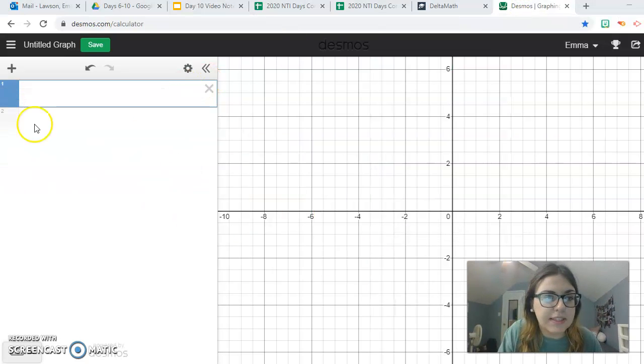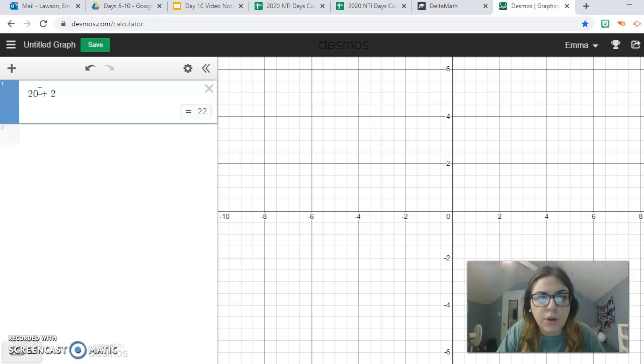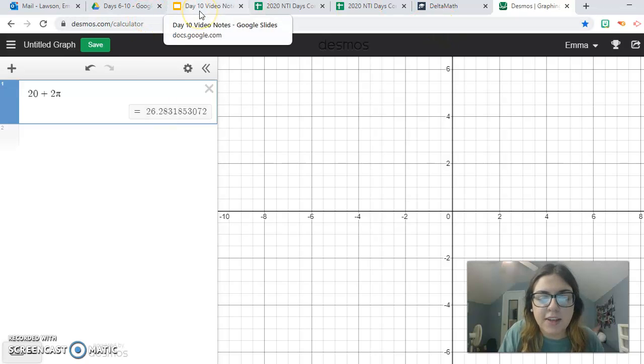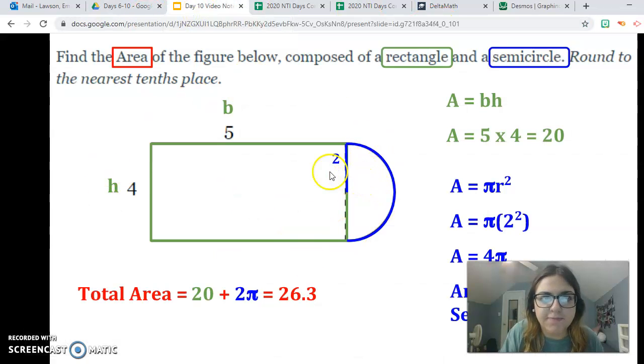We have used this in class before. All you have to Google is Desmos. I'm just going to type in 20 plus 2, and then to get the pi symbol, just type in pi. 20 plus 2 pi is 26.28. The 8 makes that round up to a 3. So 26.3 is my answer, and that is what you would type into Delta Math.